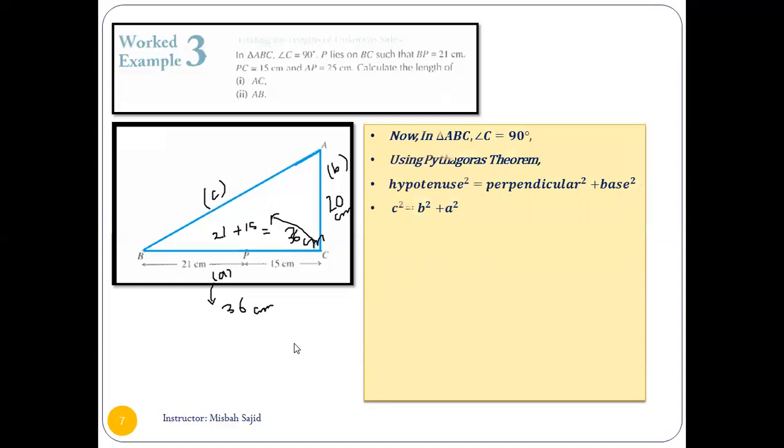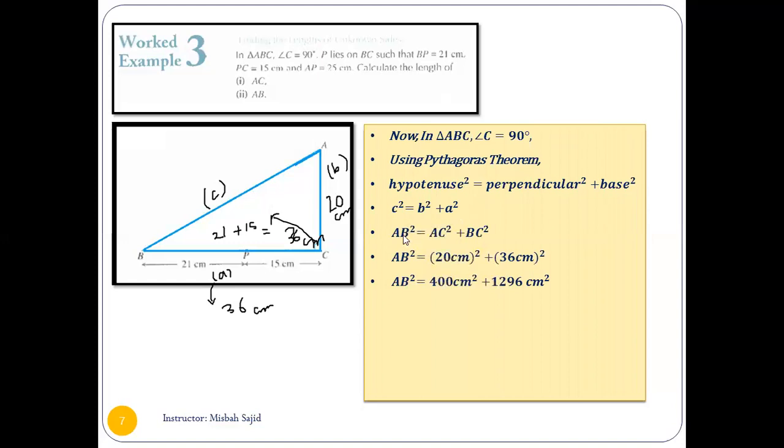Now in triangle ABC, angle C is equal to 90 degree. We will use the Pythagorean theorem here: hypotenuse square is equal to perpendicular square plus base square. Now the hypotenuse will be replaced by c, so c square is equal to b square plus a square. Here we have to find the length of AB, which is the hypotenuse because it is opposite the 90 degree right angle.